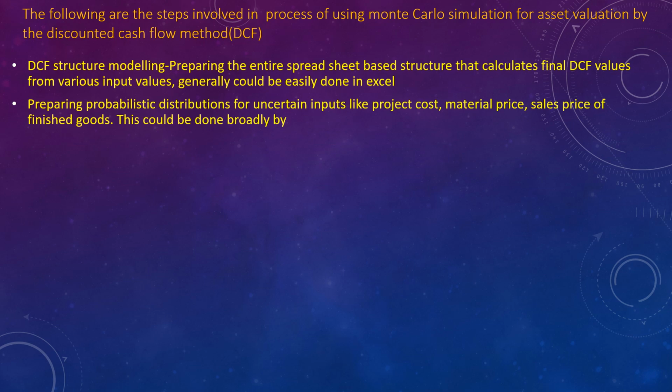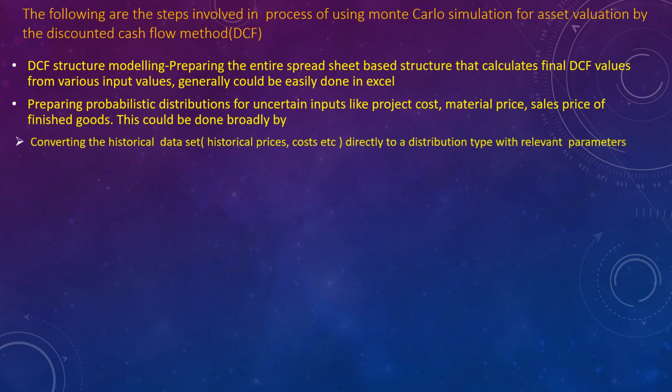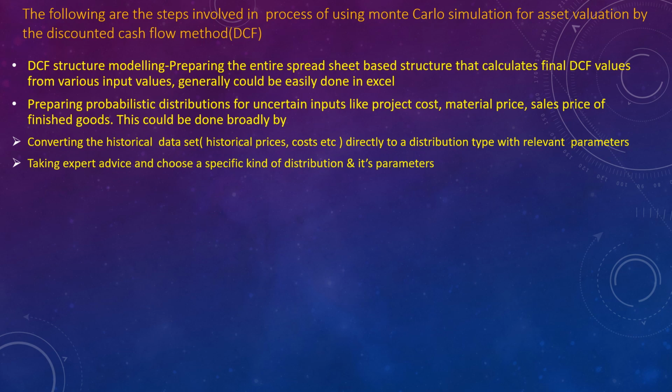Preparing probabilistic distributions for uncertain inputs like project cost, material price, sales price of the finished goods. This could be done broadly by converting the historical data set, for example historical prices, costs, etc., directly to a distribution type with relevant parameters, or taking expert advice and choosing a specific kind of distribution and the parameters.